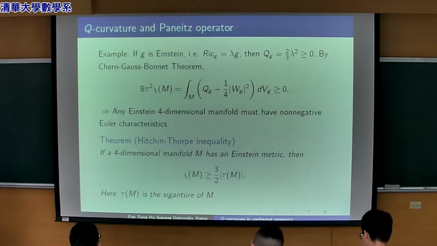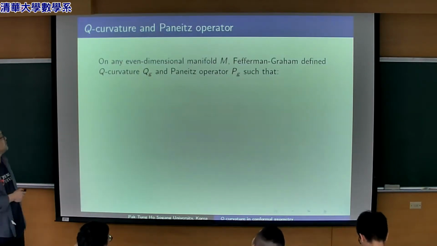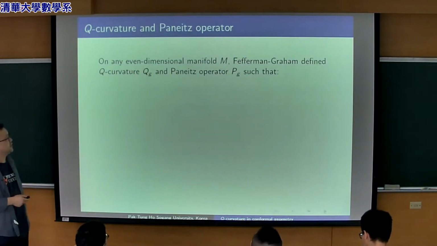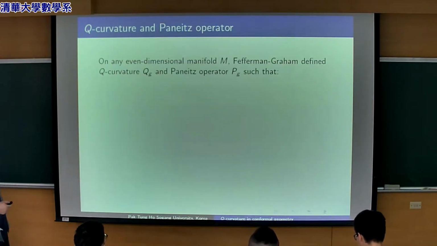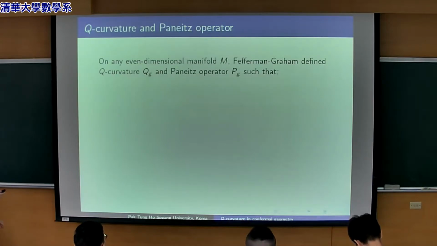Any questions? Okay, going back to your question, now we can go to higher dimensions. For any given even-dimensional manifold, Fefferman and Graham can define a notion of Q-curvature, and they can also define a Paneitz operator, such that it has all the good properties I talked about.